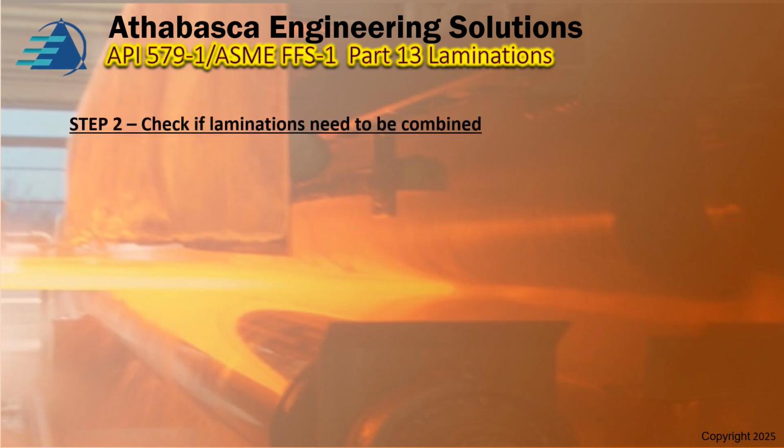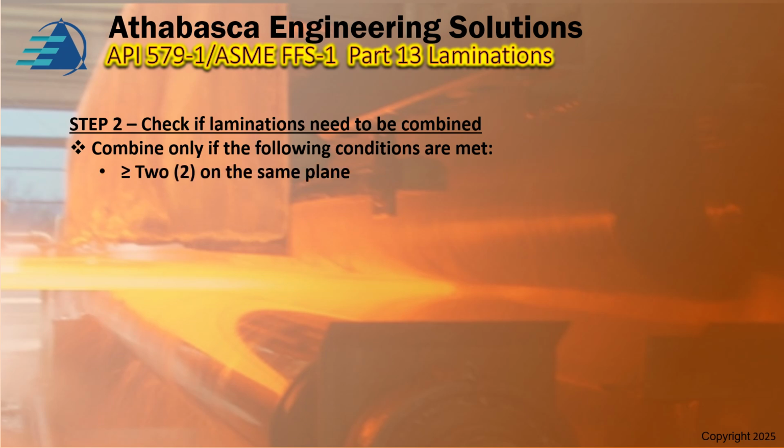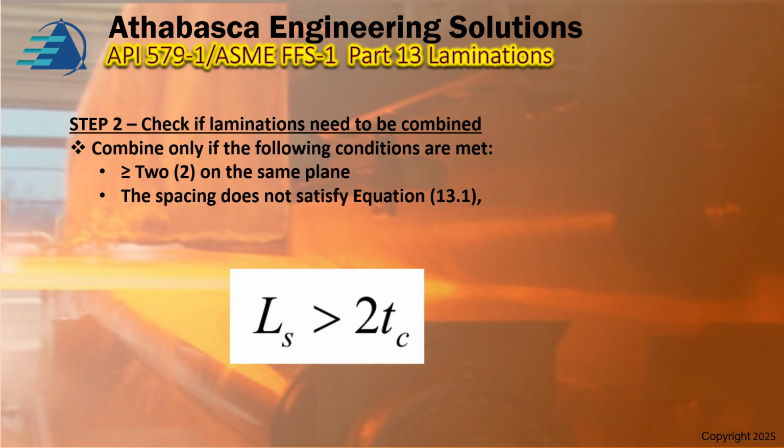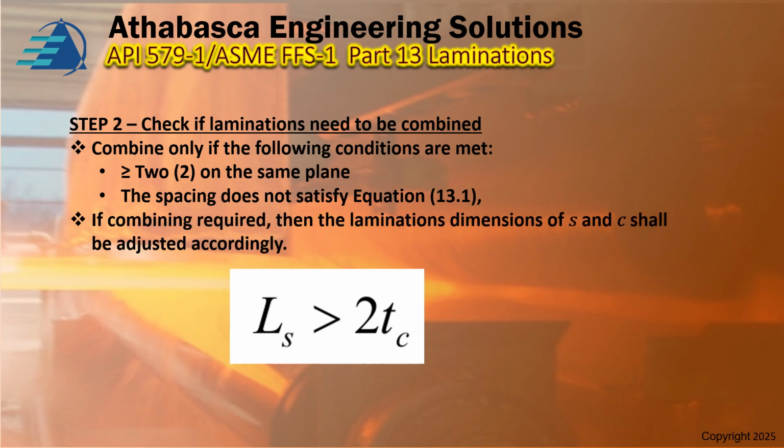We want to check to see whether these two laminations that we found need to be combined. And so we combine only if the following criterion is met. There has to be at least two laminations on the same plane, and the spacing does not satisfy the 13.1 equation, which is shown here. And so we continue. So if combining is required, then the lamination dimensions S and C shall be adjusted accordingly.